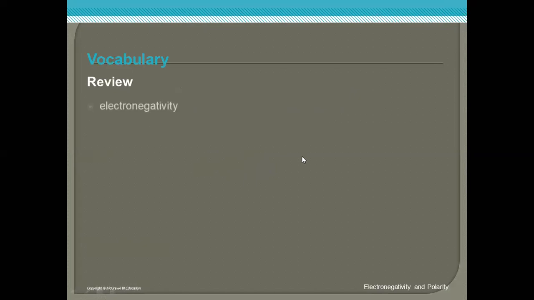After that, the vocabulary that we studied before. Number one, electronegativity. Who can answer what is meant by electronegativity? Raise your hand, please. Can anyone answer?